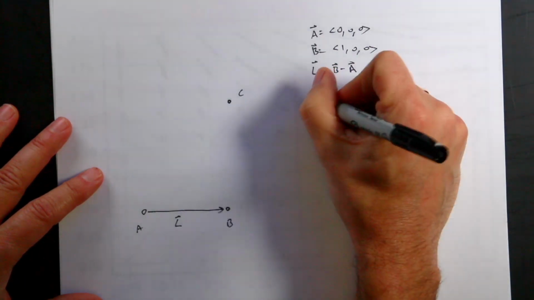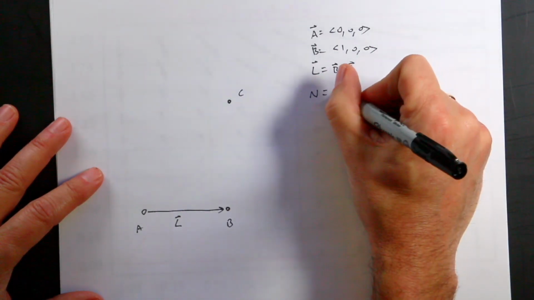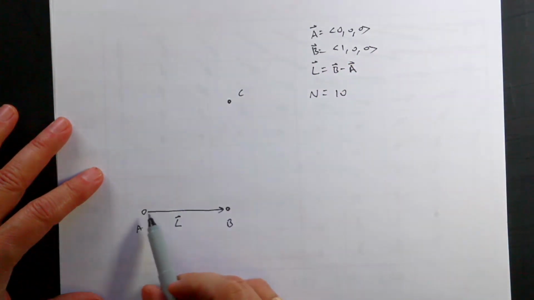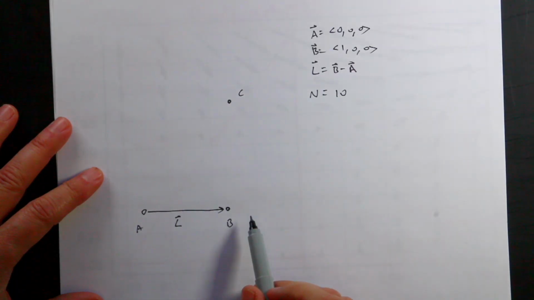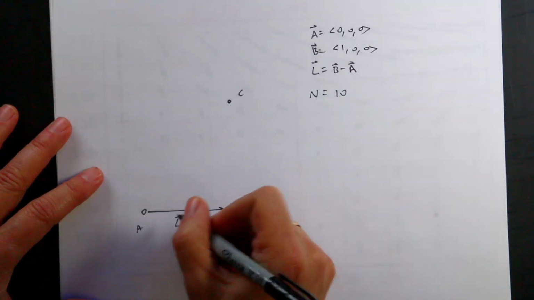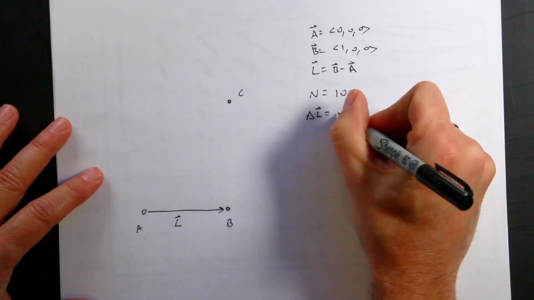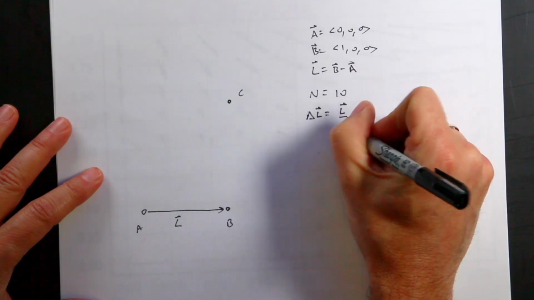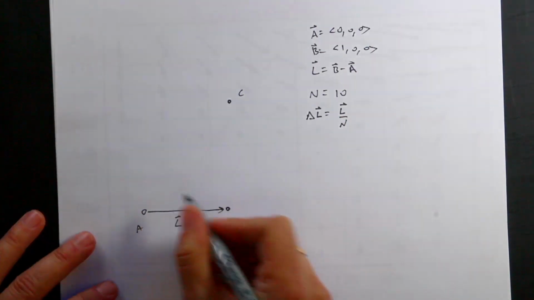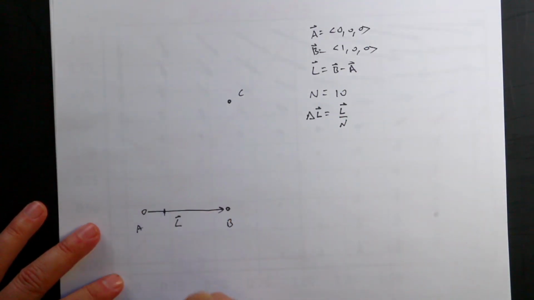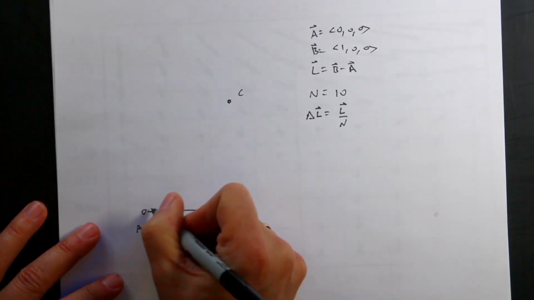And then I'm going to say n is, let's say, 10. So I'm going to break this into 10 steps. For each step, I can calculate dl, or delta L. Delta L is going to be L divided by n. So over that path, let's say I'm going from here to there, that's my delta L.